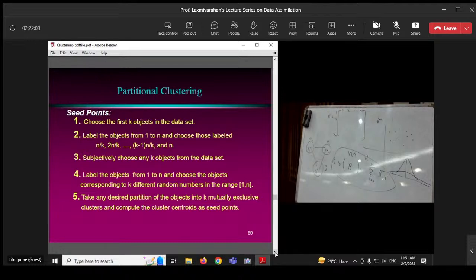Now, you can run the algorithm by varying the choice of seed. Maybe you have to do it by all the methods. So this is simply the choice of seed point.